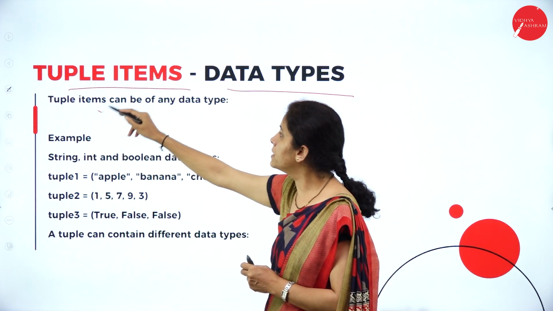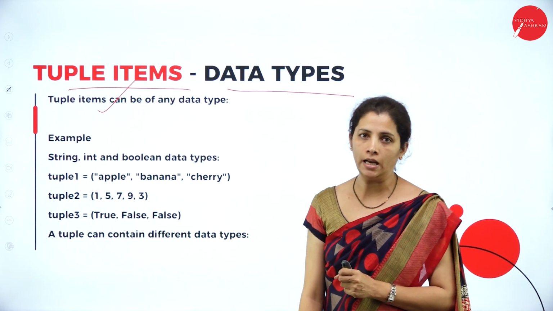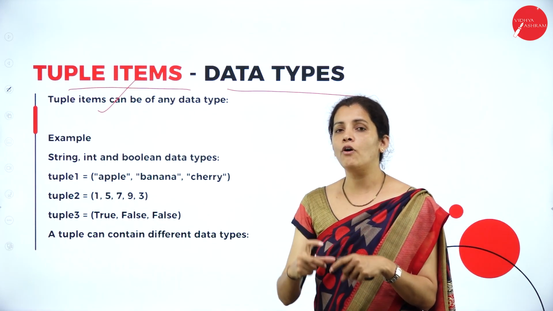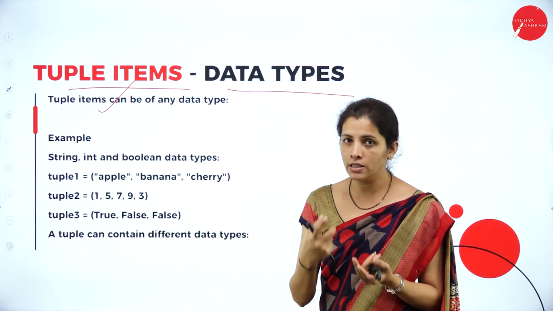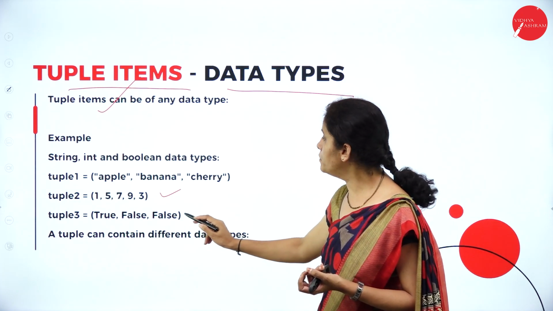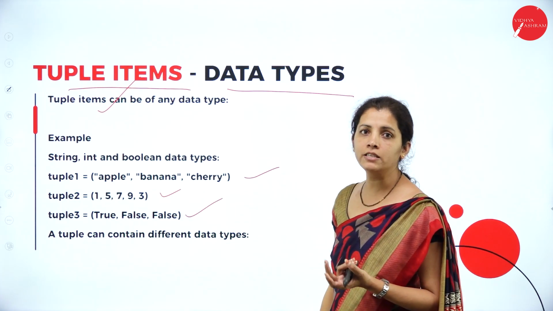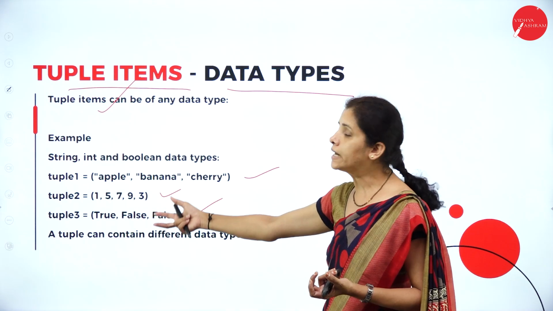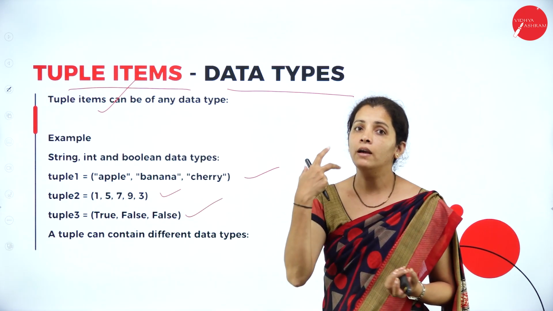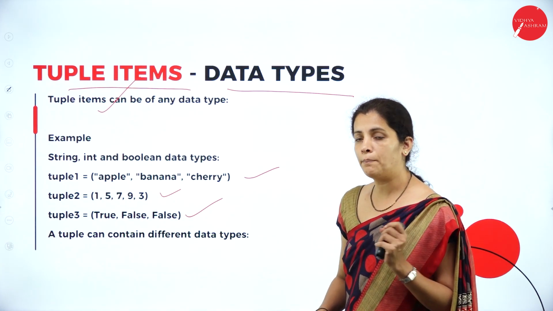A tuple item can be any data type. So dear student, I am able to create tuples for any data type. For example, I can have an integer, I can have a boolean, and I can even have a string. So I have different kinds of data types, and for all of them I am able to create tuples.